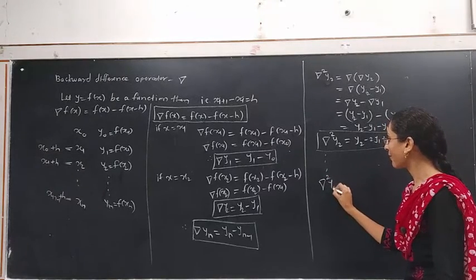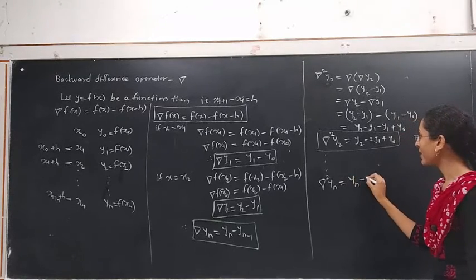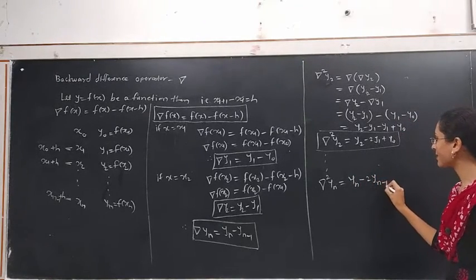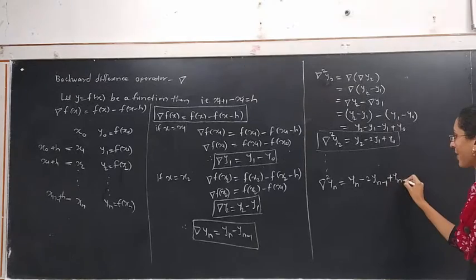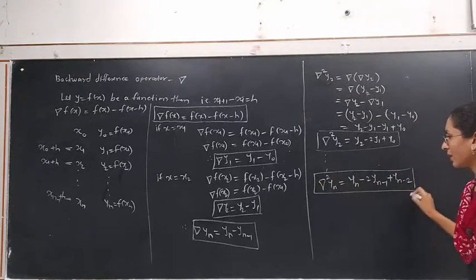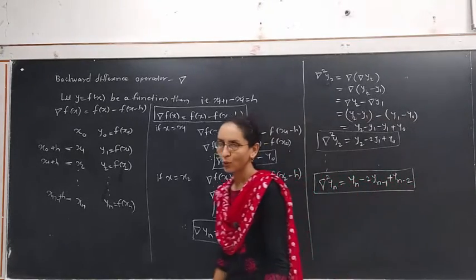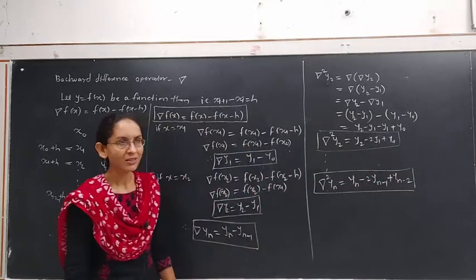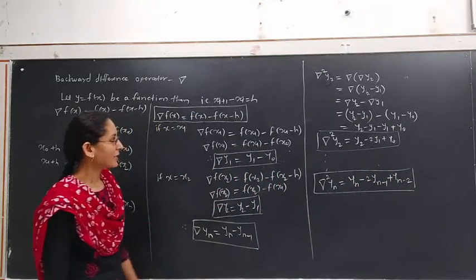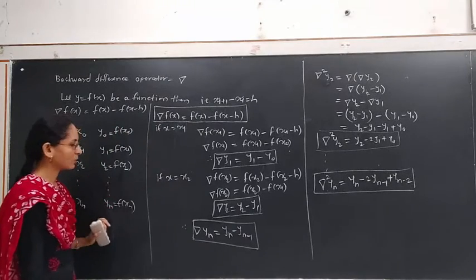Del square yn is equal to yn minus 2 yn minus 1 plus yn minus 2. In a similar way, we can find finite order backward differences at the points, which are again finite in number: y0, y1, y2 up to yn.